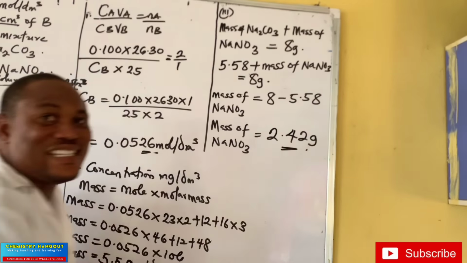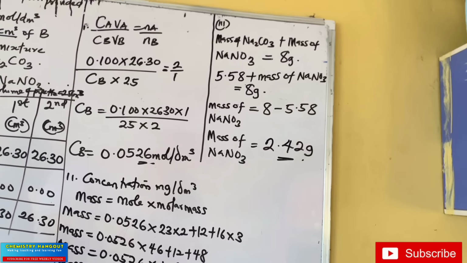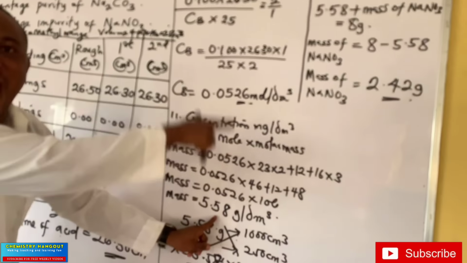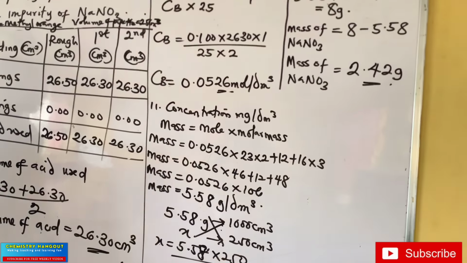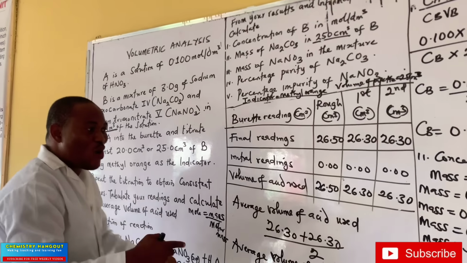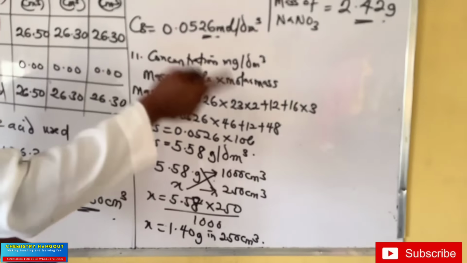Did you see that? Now, how do you know you are on the right track? If the mass I got for this one is more than 8, I will know my solution is wrong because the mixture of the two is 8. So there is no way I will be getting the mass of this to be higher than 8.